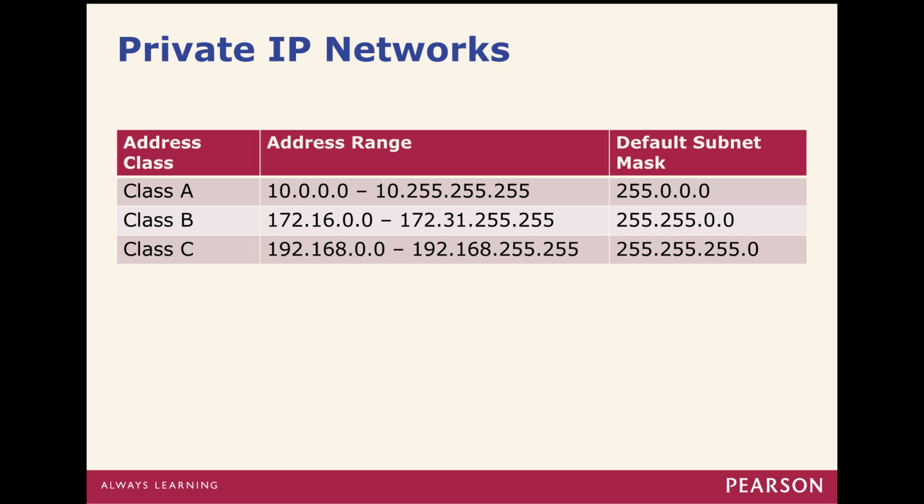255.255.0.0. A Class C address starts with 192.168 something. Anything else in the last 2 octets, as long as it starts with those first 2, it's a Class C private address. The default subnet mask for that is 255.255.255.0, and those are our private IP networks.